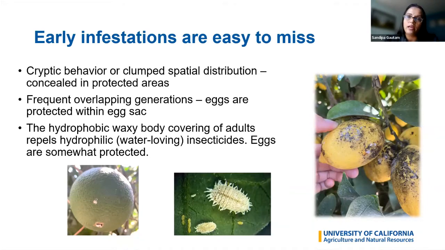Now, once they are in your grove and are somewhat established, they are difficult to control because there are overlapping generations and eggs are somewhat protected within the egg sacs. Also, these mealybugs have a waxy covering, which is usually hydrophobic, meaning that it repels water. And insecticides are usually hydrophilic, meaning they dissolve in water. So, combined, the insecticides being applied, especially to control thrips and red scale, targeting outer covers, may never make any contact with the mealybugs. And that again contributes to increasing mealybug populations.